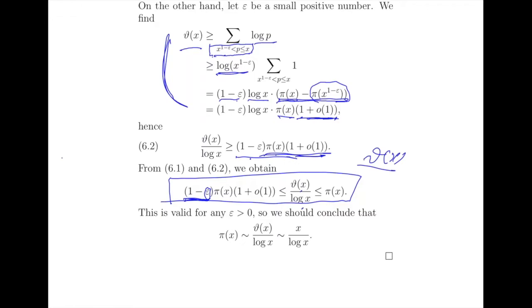So therefore, finally, we can find theta x over log x is asymptotically pi x. I'm not familiar with these webinar systems, so sometimes, oh yeah, now it's coming, pi x, okay? So therefore, this obtains. So this is the proof.